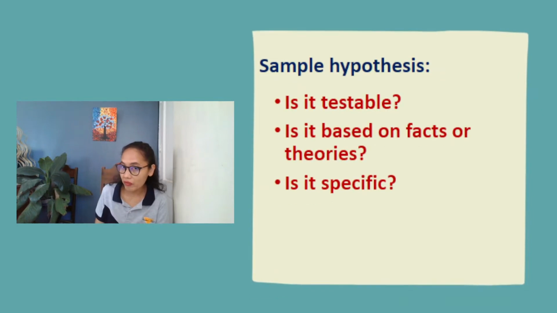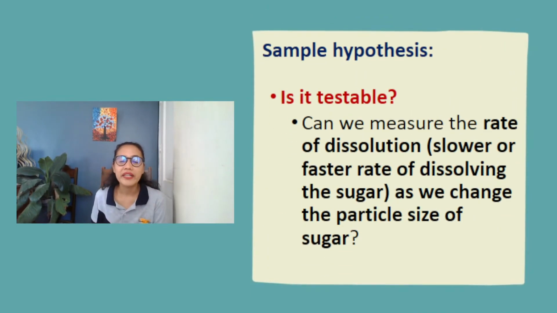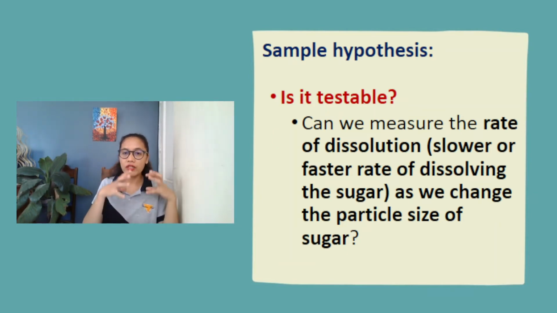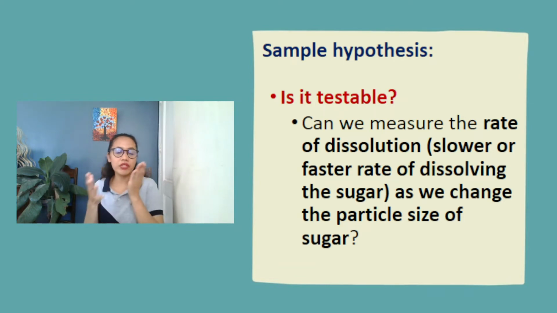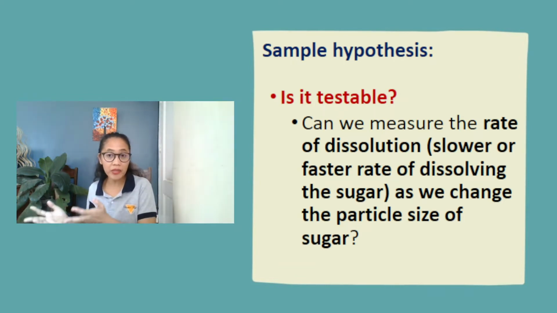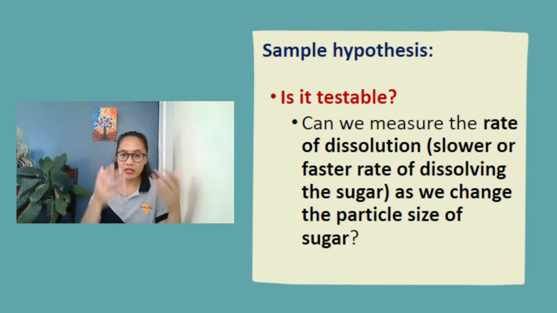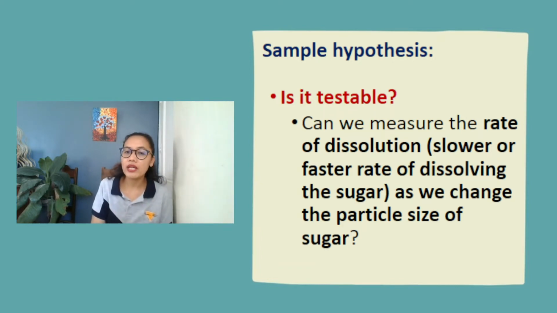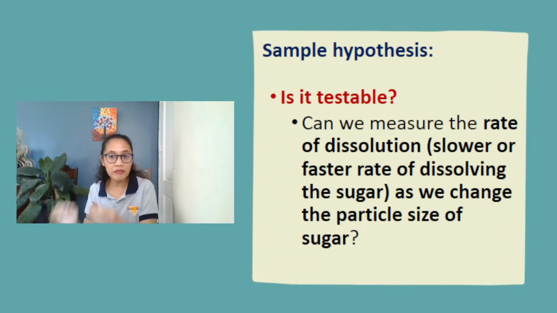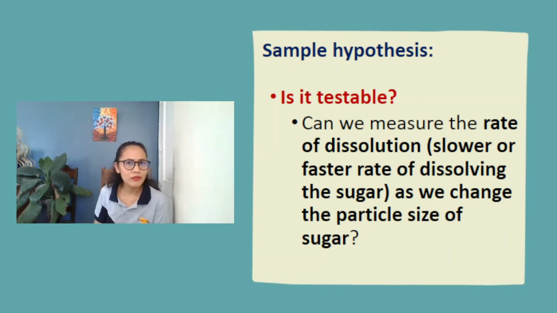So let's check if it's testable, logical, and specific. Okay, can we measure the rate of dissolution? If it's slower or faster in dissolving sugar as we change the particle size of sugar, meaning can we have the powdered sugar dissolved in water, and then measure the time at which it is dissolved? And we have another setup for granulated one, still dissolved in water, and then measure. Can we do that? Definitely we can. That's why this hypothesis is testable.